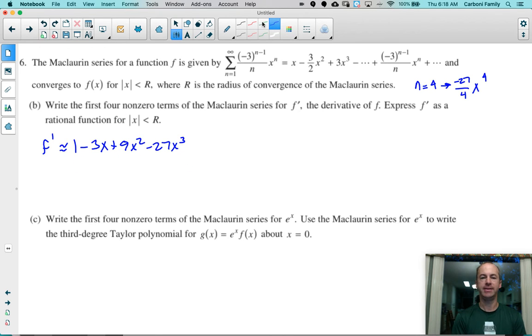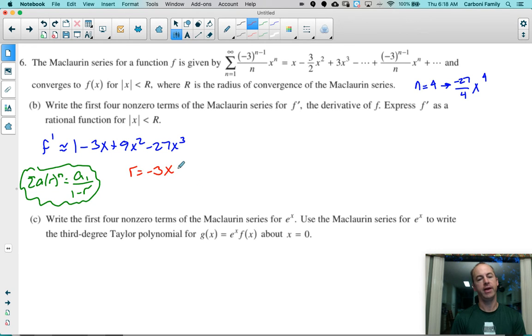And the hint in that it's a rational function is that the sum of a geometric series is your first term over 1 minus the ratio. So they're kind of giving you a hint that this should be in the format of a geometric series. And if you look at this from one term to the next, I'm always multiplying by a negative 3x.